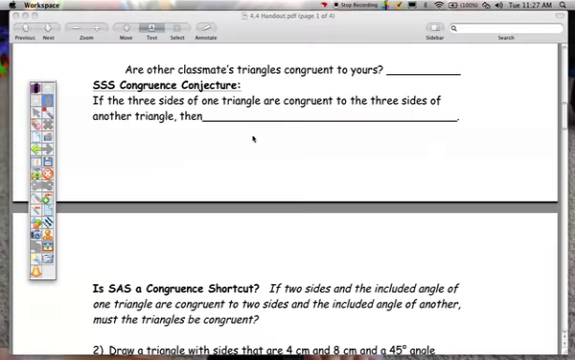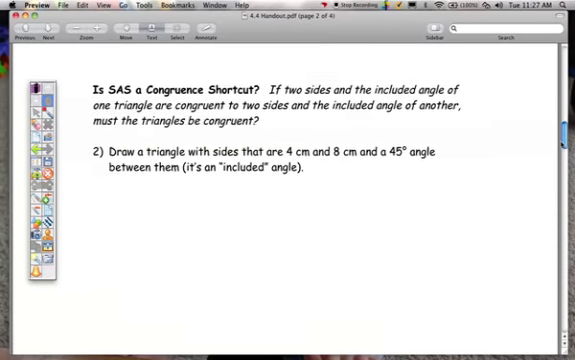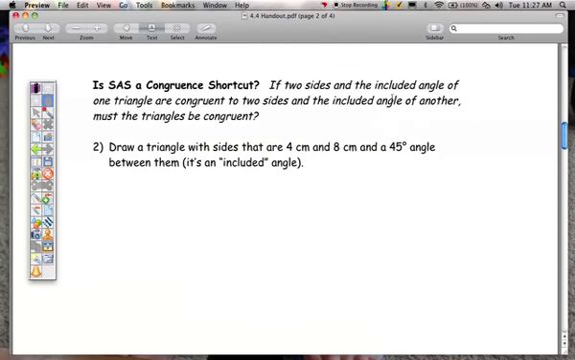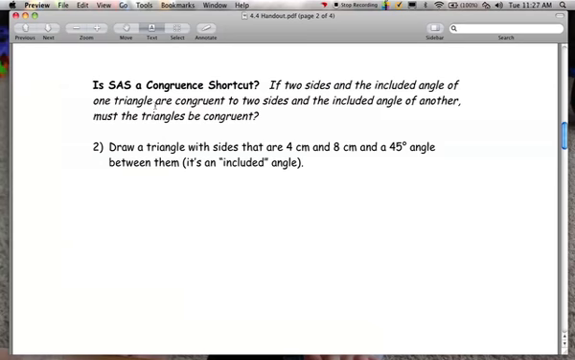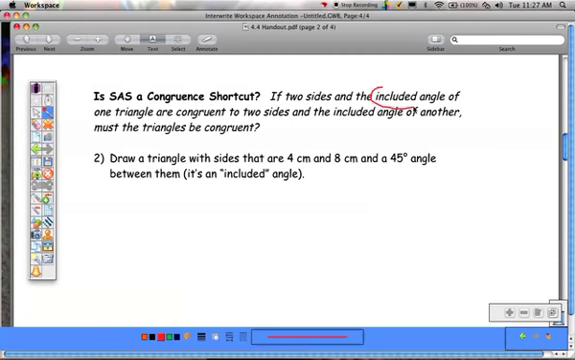Let's try another one. What about if you have 2 sides and the angle between them? It says if 2 sides and the included angle of one triangle are congruent to 2 sides and the included angle of another, are they congruent? So what does that mean, included? Included means in between the 2 sides that are given. So if I draw a triangle and I have 2 sides, here is the included angle. It's between the 2 sides that are given. So we have side, angle, side.